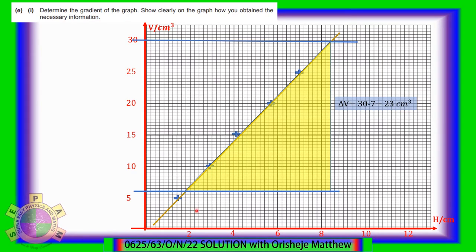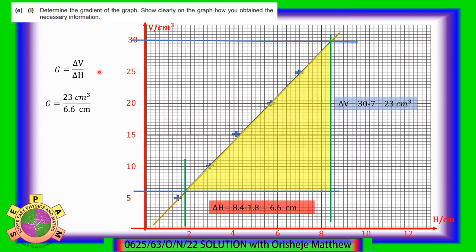So let's find the increase in the height, horizontal axis. If you read those values, we have 6.6 cm. With that, we can find the gradient, that is increase in volume over increase in height. With that, you can get your units. cm cancels cm cubed, we are left with cm squared. So that is the gradient.